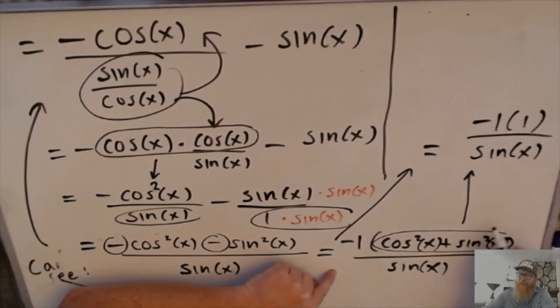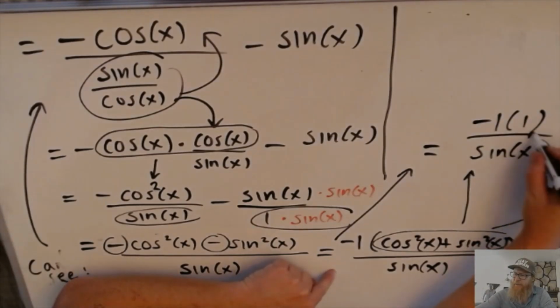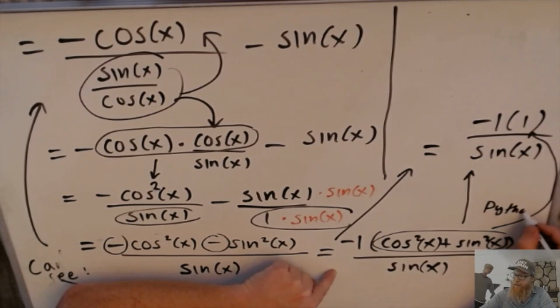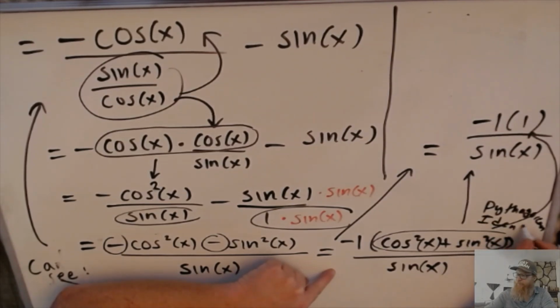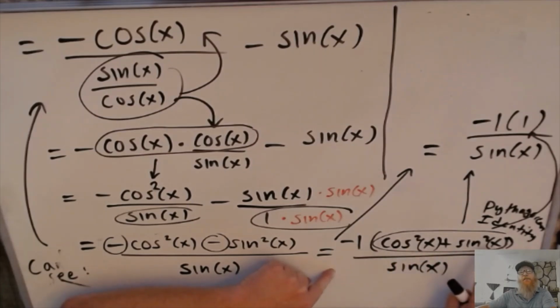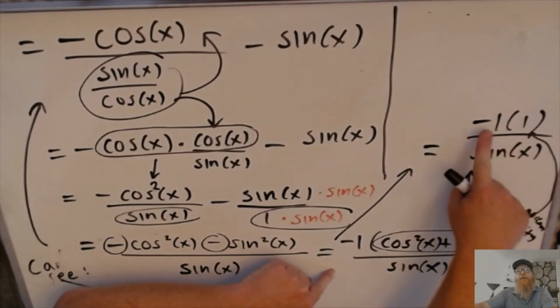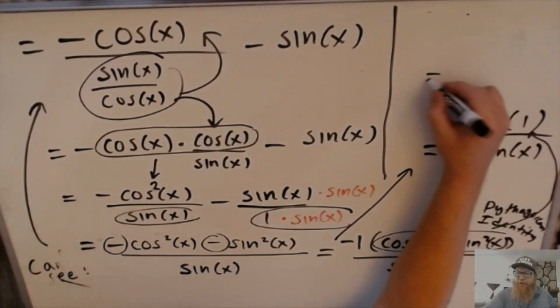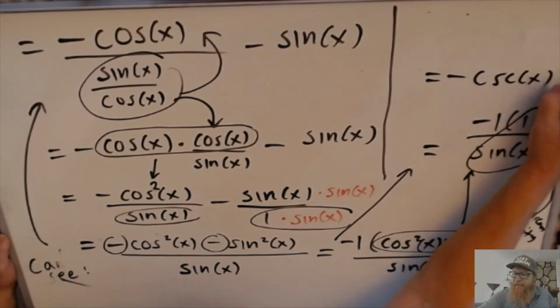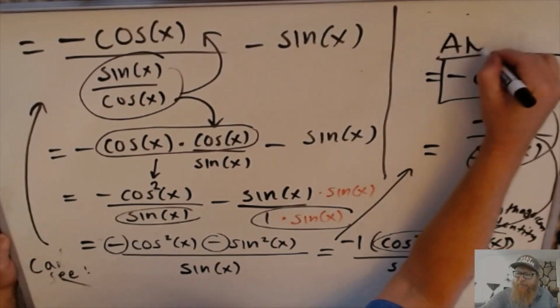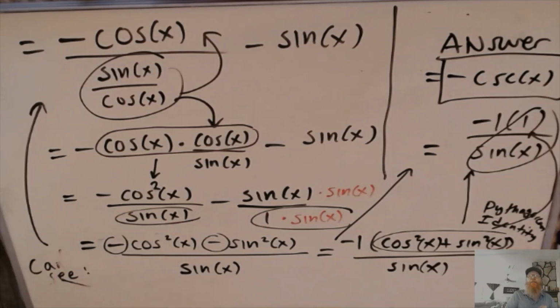This is an identity. It's the Pythagorean identity. Cosine squared plus sine squared becomes 1. So this is -1 times 1 over sine. So that's going to be cosecant x. And that's your final answer. Negative cosecant x.